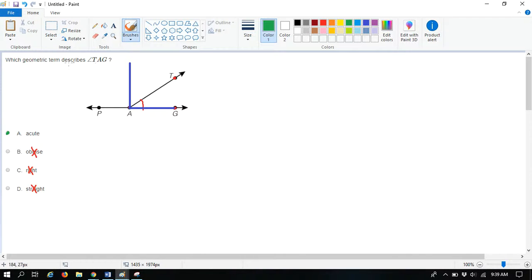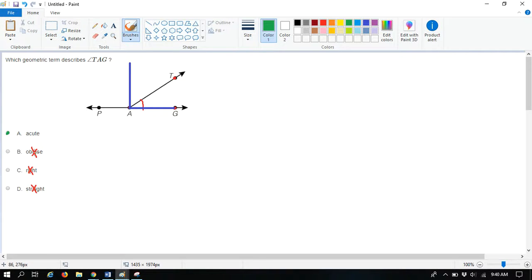The first one wanted me to describe angle TAG. So what I did was I found points T, A, and G in my figure. Then I drew a 90-degree angle, a right angle, so I have something to compare it to. Because I know that a right angle is exactly 90 degrees, and I know that TAG would be less than 90 degrees. So if it's not 90, it can't be a right angle.